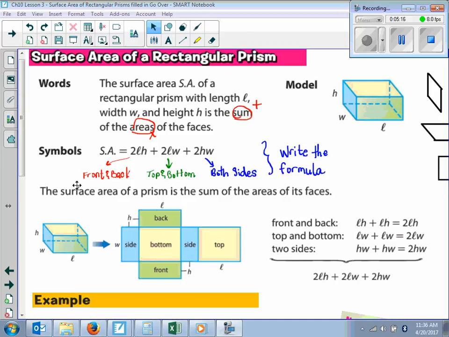Okay, so we've got the top and the bottom. There's the bottom and there's the top. We've got the two sides right here and here. And then we've got the front and the back, those two. Okay?